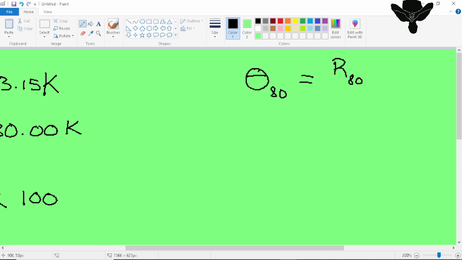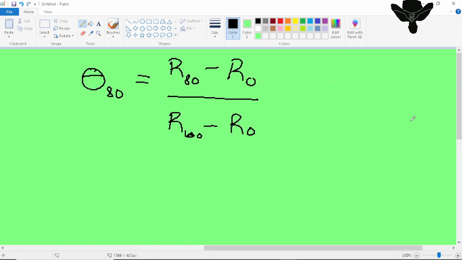And then we had minus HO. So instead of HO, we're going to have the resistance, RO, which is the resistance at 0. Then we're going to divide that now by the resistance at, what was down here? 100. The resistance at 100 degrees Celsius minus the resistance at 0. And we're basically going to multiply all of this by 100. So that's all we have to do.